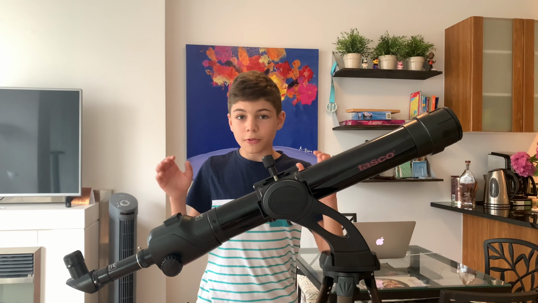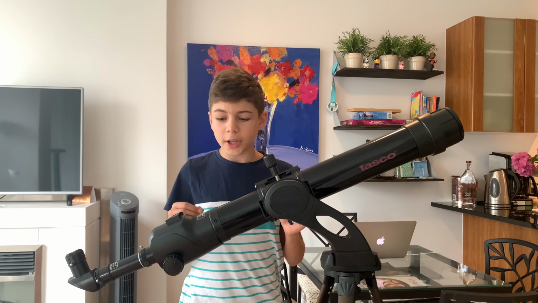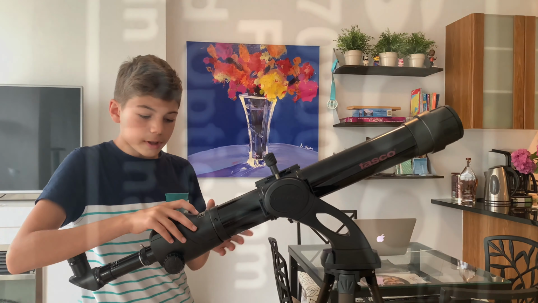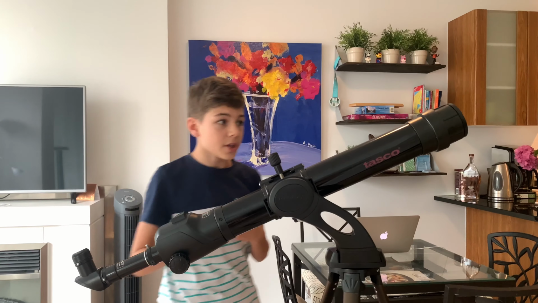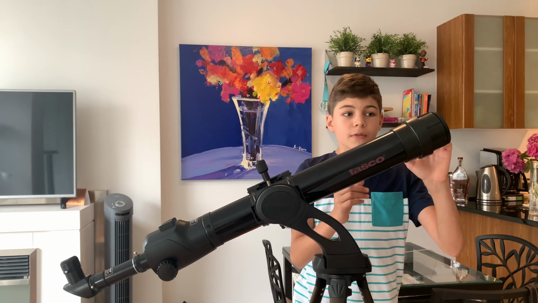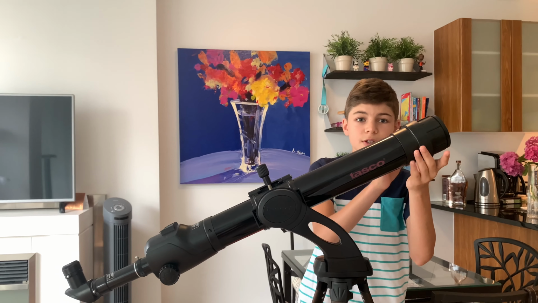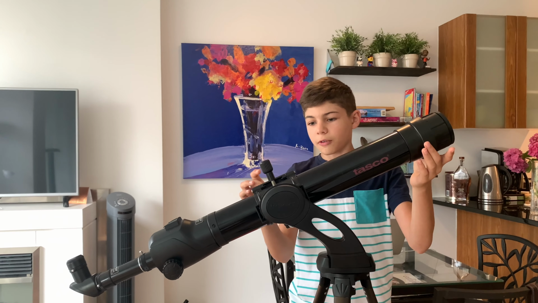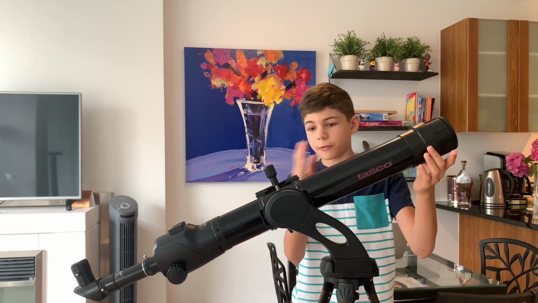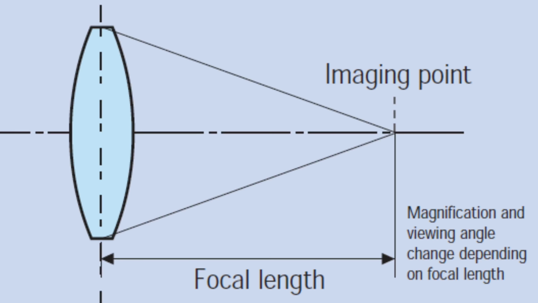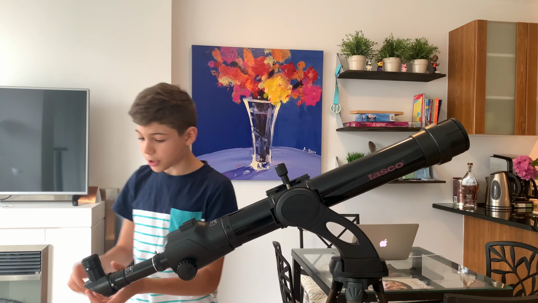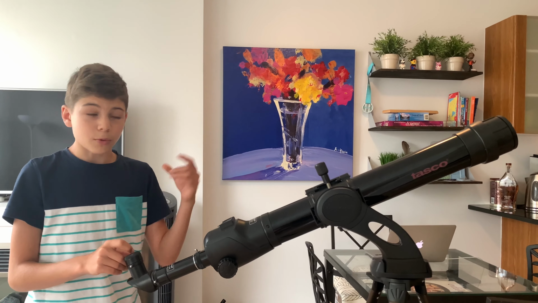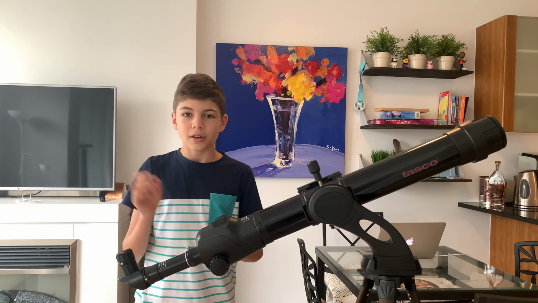Okay, so the first thing we're going to talk about is focal length. You can usually see it on your telescope as f equals a certain amount of millimeters. This is the length from your objective lens, the front lens of your telescope, to where the focal point is, the point where it focuses all the light. There's also a focal length measure on your eyepieces, and we'll see how these two relate later.